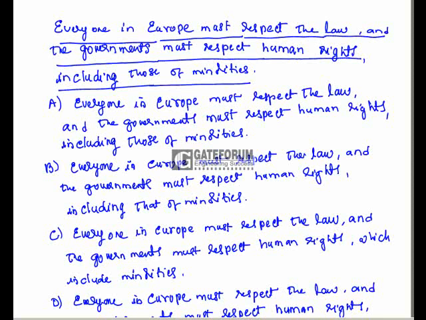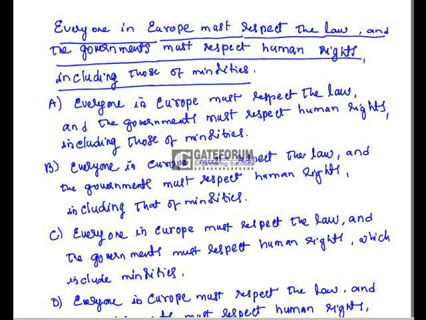A question on sentence correction. Everyone in Europe must respect the law and the governments must respect human rights, including those of minorities. In this question, since "and" is used, you must check for parallelism. And one more word here, "including" is used. Including should be used only when similar or compatible things are listed.